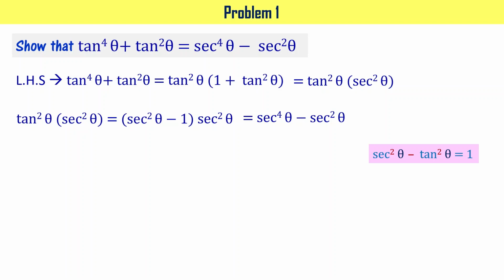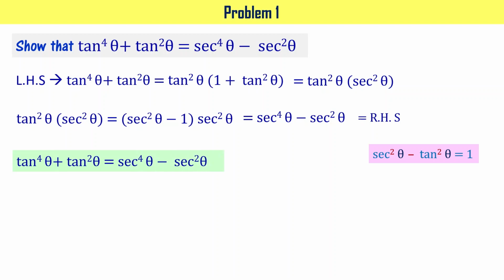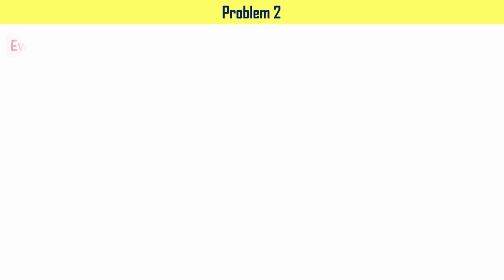This is what is called RHS. Our right hand side term is sec power 4 theta minus sec square theta, right? So now we can say that tan power 4 theta plus tan square theta equal to sec power 4 theta minus sec square theta. This is what we are asked to show. Let's go to the next problem.